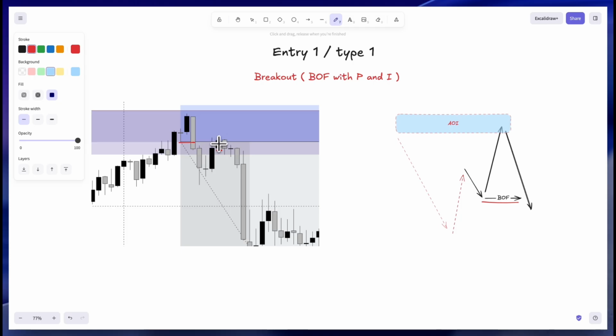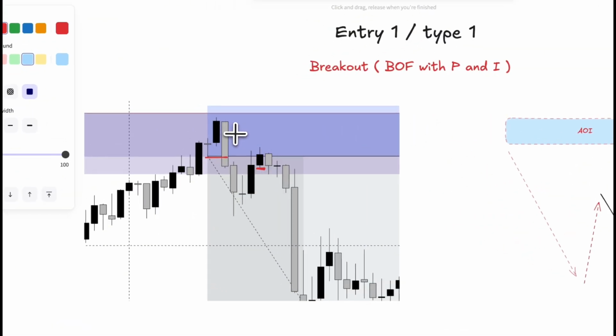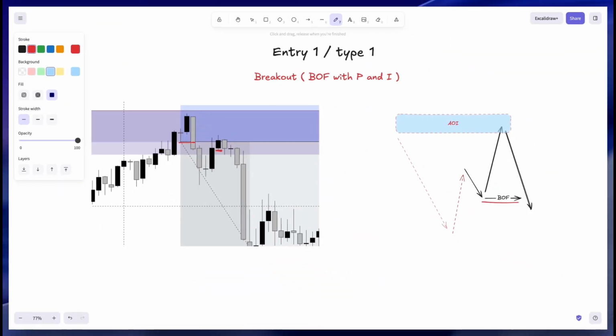So obviously you can take it on here. Your stop loss would be increased, but it's a lot safer. So it's completely dependent and subjective to what you think you're more comfortable with.